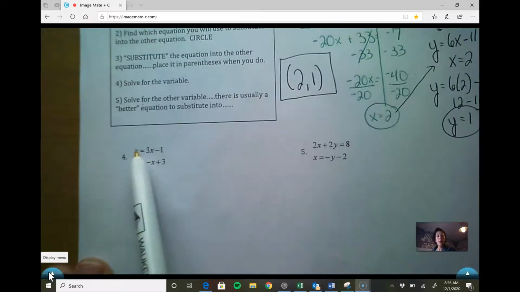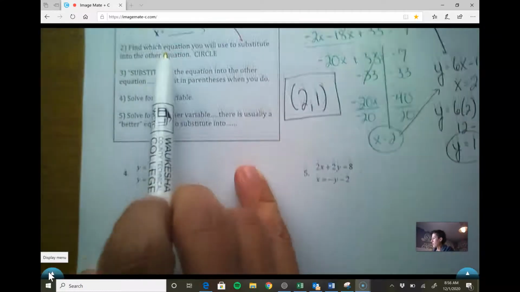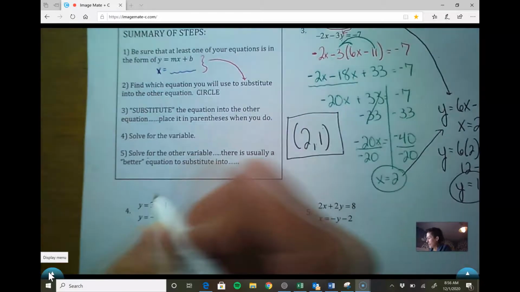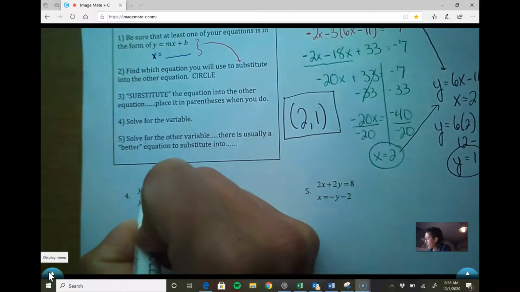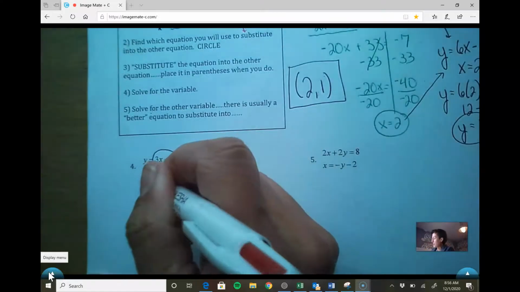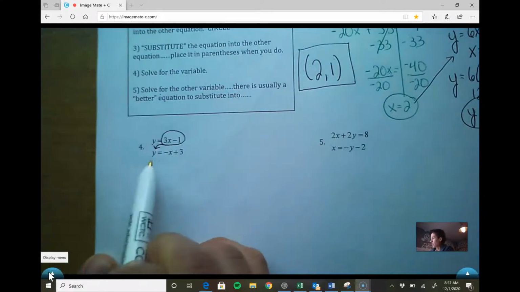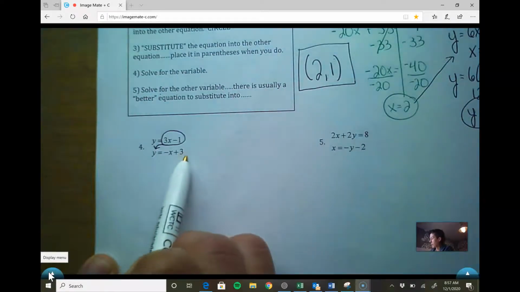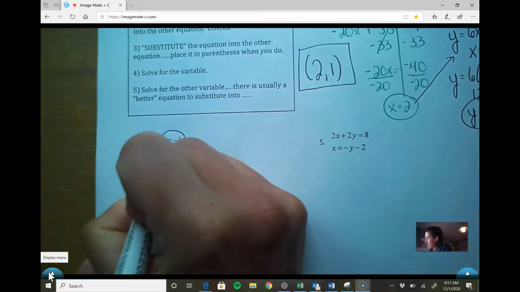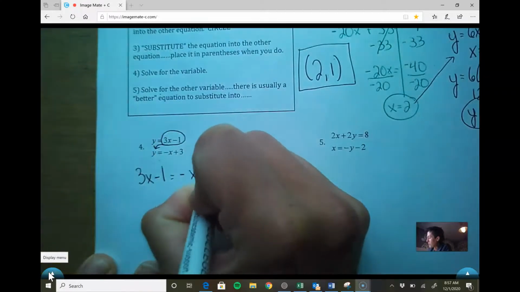So in this one, they're both y equals something, but we're not going to let that change it. So step one's been completed. We're going to pick which one we want to substitute. Again, since they're both y equals, it doesn't matter, but I'll just circle the top one. And what I'm going to do is substitute it into the other equation, and it's going to go right where the y is. So instead of y equaling negative x plus 3, it's going to be this in place for y. So 3x minus 1 equals the negative x plus 3.